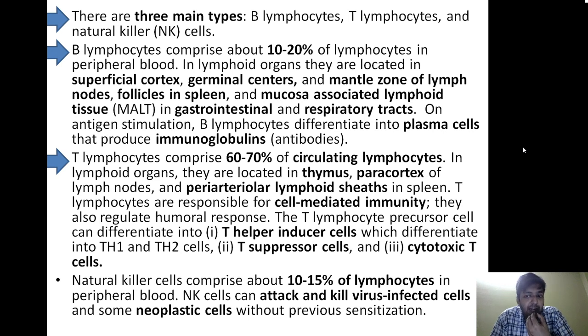Now the T lymphocyte precursor cell can differentiate into different types, like the T helper inducer cell, that is the CD4 plus T cell, T suppressor cells, and cytotoxic T cells, which are the CD8 plus T cells. Natural killer cells comprise about 10 to 15% of the lymphocytes in the peripheral blood. NK cells can attack and kill virus infected cells and some neoplastic cells without previous sensitization.